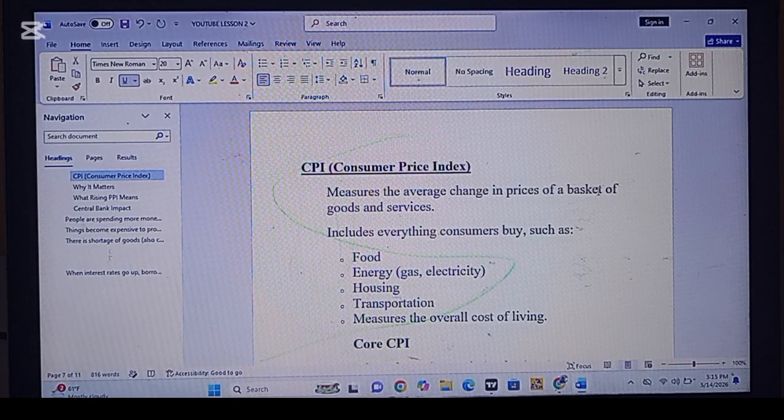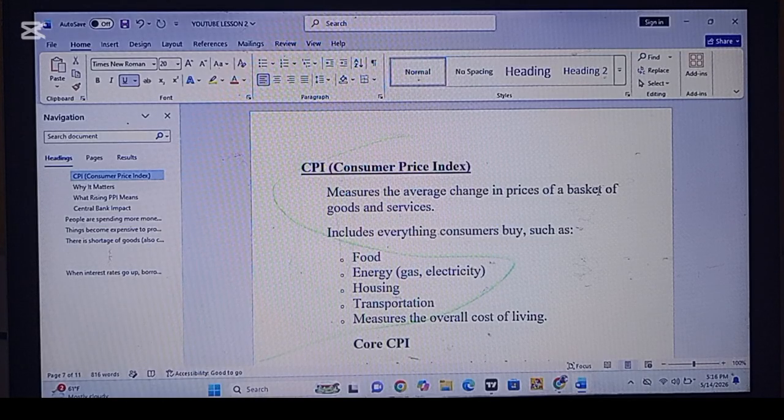So we have the CPI. When you talk about the CPI, what is this CPI? CPI means the Consumer Price Index. So this is the average change in prices of a basket of goods and services, whatever the consumers are buying, in short. Everything that the consumer is using is calculated, and that is what brings out the CPI data. And this CPI data is anything: food, transportation, housing, rent, energy, gas, you name it.